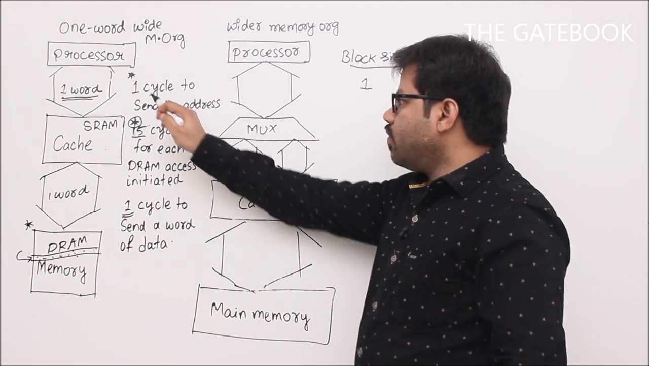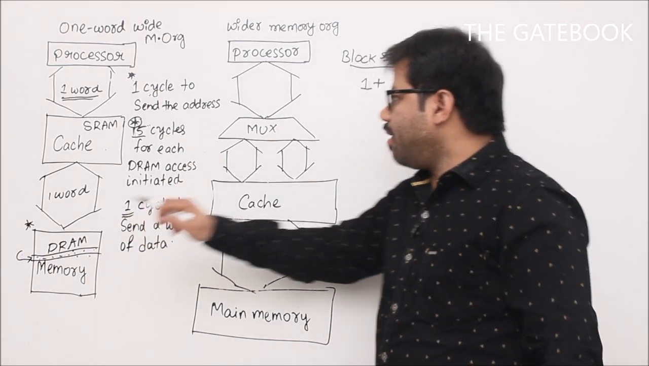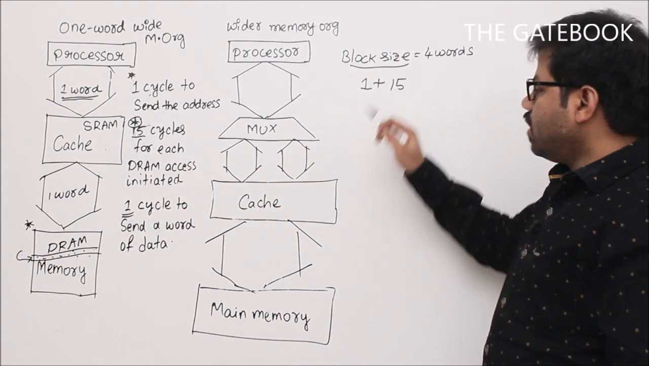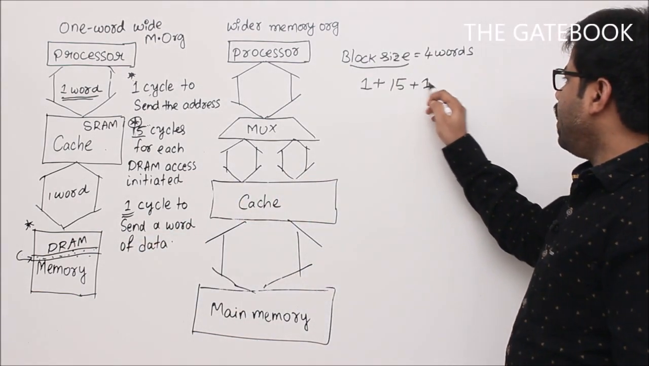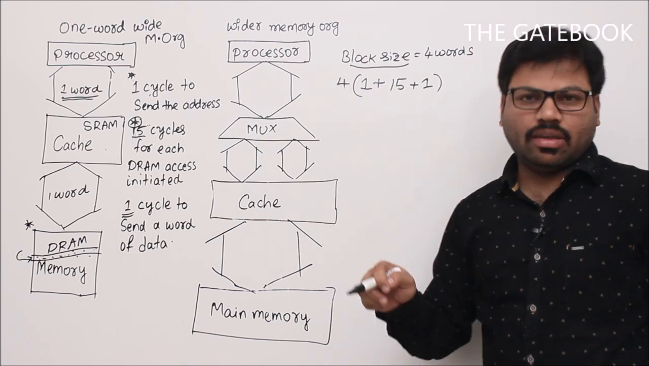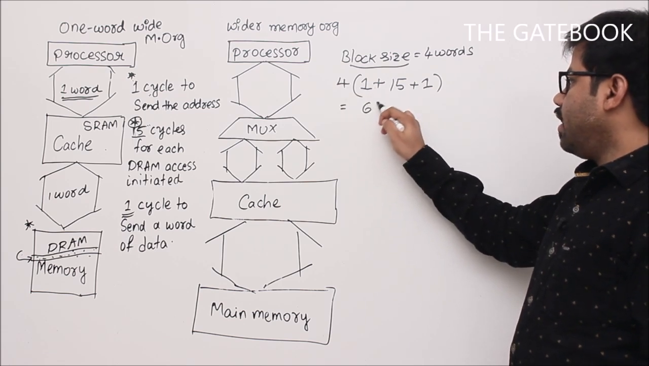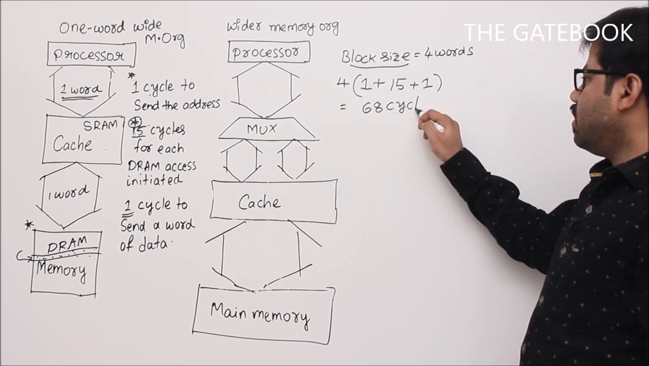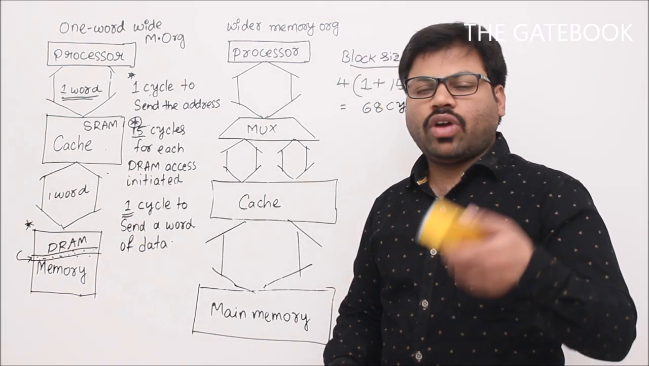So to send the address, one cycle, plus for initiating the DRAM 15 cycles, plus to get the data back one cycle. Finally 17 cycles for one word, but we have 4 such words in the block, right? Then it would be 4 into 17, 68 cycles, remember it. So in this design 68 cycles are required to fetch one block.